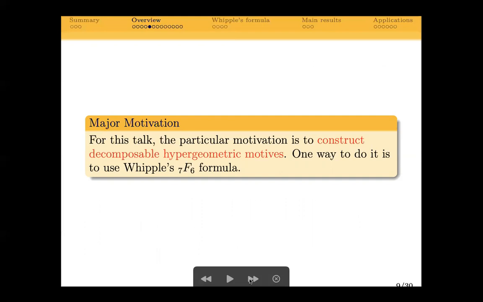Maybe I should ask, does this 7F6 appear in a related Calabi-Yau, or is that going to be the point of your talk? The Calabi-Yau, there are actually, if you rearrange the parameters, you could get something which is a Calabi-Yau, but it's a 5-fold. You can get something. Yes. Yeah. Okay. Thank you.